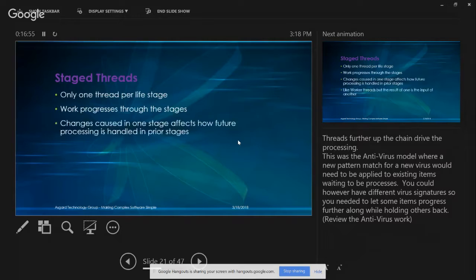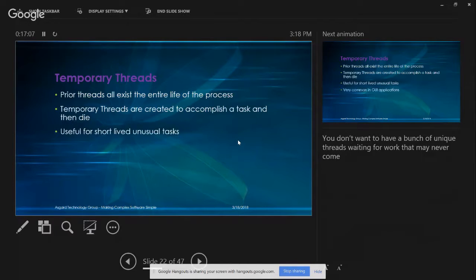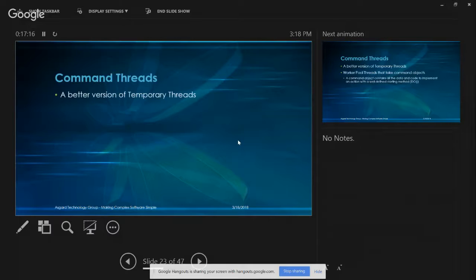We're not going to really talk about stage threads. Basically, it's just another way of doing that. Temporary threads, don't do them. Basically, don't spin up a thread to do something and then have it go away. I mean, sometimes it's useful if you want to have a thread sitting around doing nothing. But the better solution is to do a command thread, which is really where I think the higher levels work.